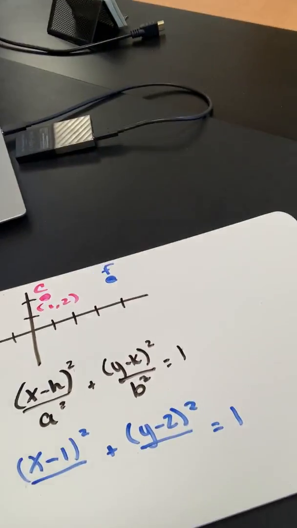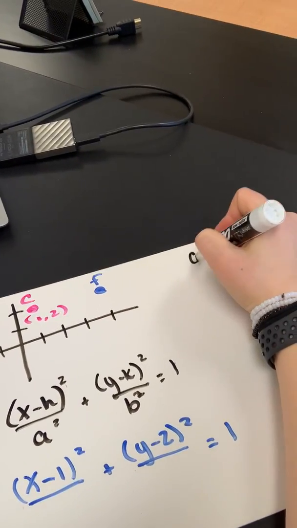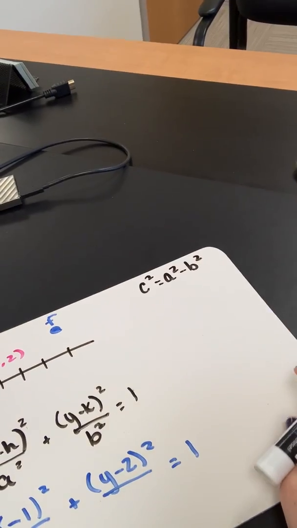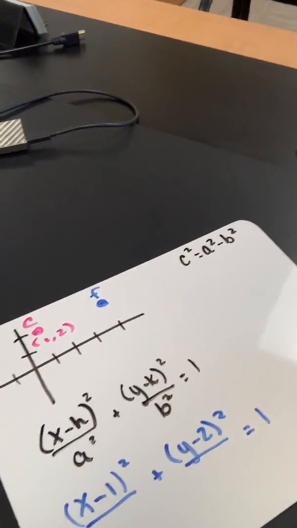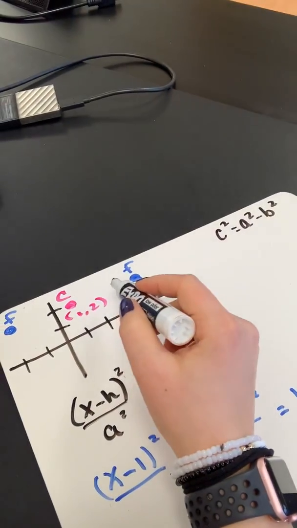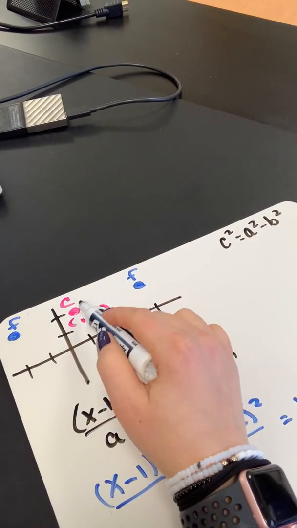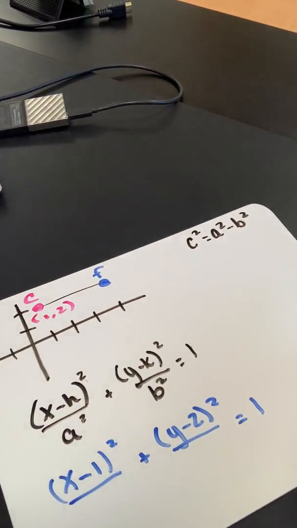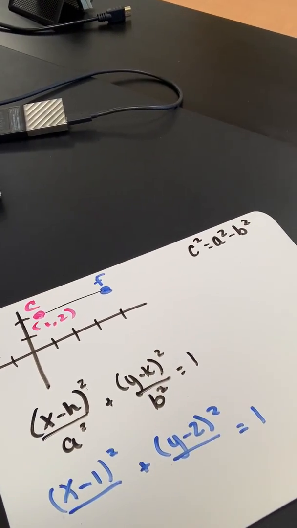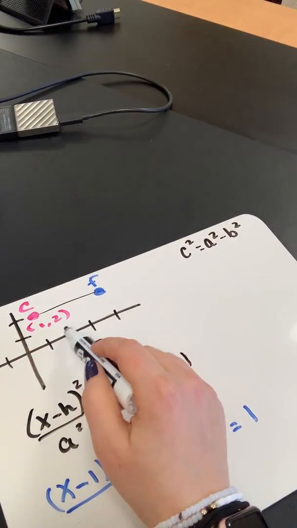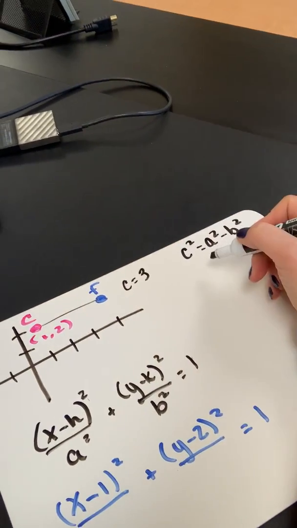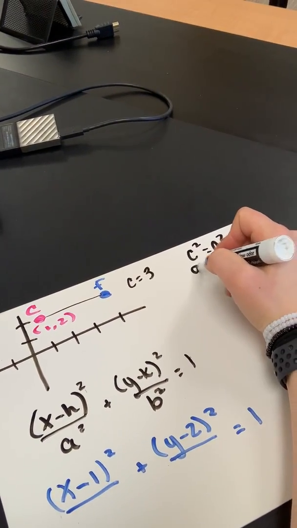So we need to find a couple of different things. So let's just write out the formula for our c again. C squared equals A squared minus b squared. Okay, so remember, c is the distance from the focus to the center. So if you look at this distance right here, you have to count the number of boxes. And we already kind of said that it was 3, right? So 1, 2, 3 to double check. So c is equal to 3. That means c squared is 9.